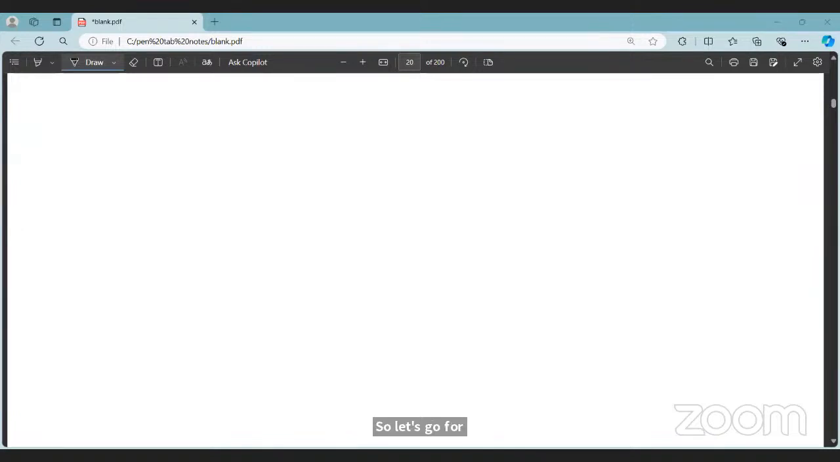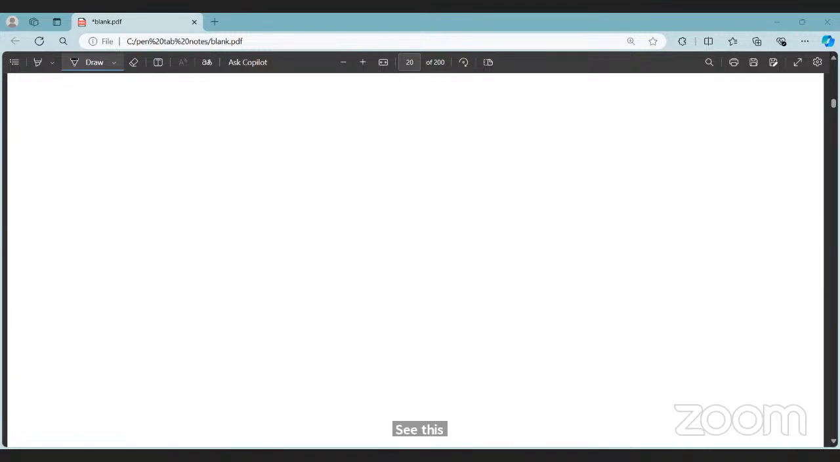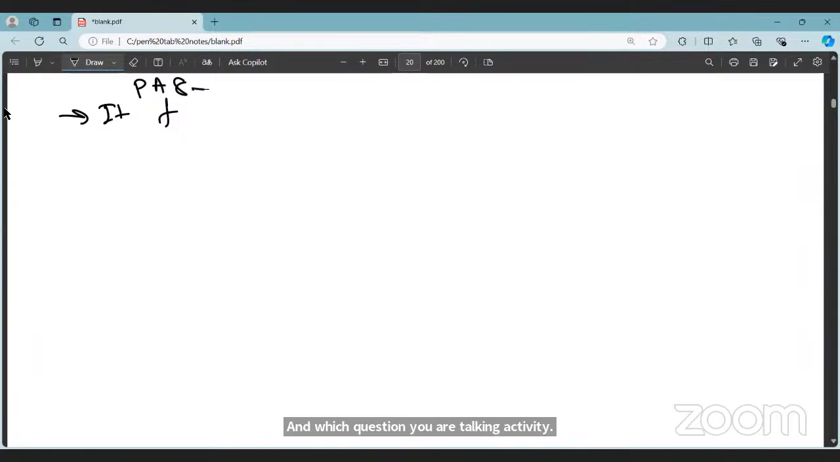See, if the functions f(x) and g(x)... It's actually based on the left-hand limit, if a function is continuous at certain points, right? So which question are you talking about? It's practice assignment 8, question number 6. Okay.